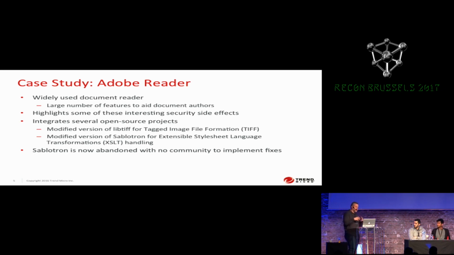But if we look at Adobe Reader, it has several open source projects that it actually integrates, one being a modified version of libtiff for TIFF parsing, and also a modified version of Sablotron, which is used for Extensible Stylesheet Language transformation handling. And unfortunately for Adobe, the Sablotron project is now abandoned. There's no more community out there actually implementing new features. There are no security fixes going on in that project in the open source space. And so it's kind of left up to Adobe now to integrate and fix all the bugs that are coming into their security group in this old code.